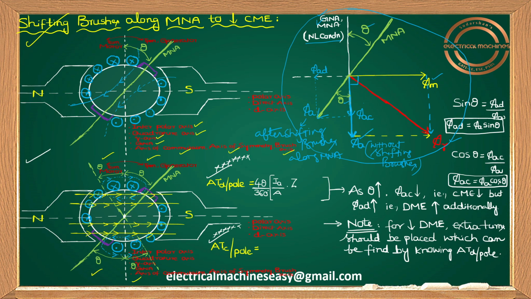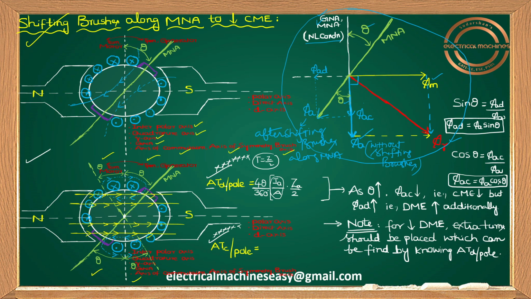So tell me, what is the relation between turns and number of conductors? Z by 2. You know already, number of turns equals Z by 2. So for ampere I'm writing IA by A, where A is the number of parallel paths, A equal to P, the number of poles, for lap winding, and A equal to 2 for wave winding, which we already know from the construction of DC machine. Ampere turns means Z by 2. Z means armature conductors, so you can write ZA by 2, nothing wrong here.